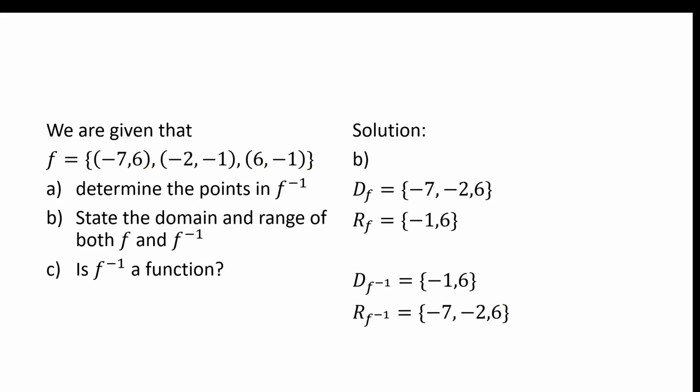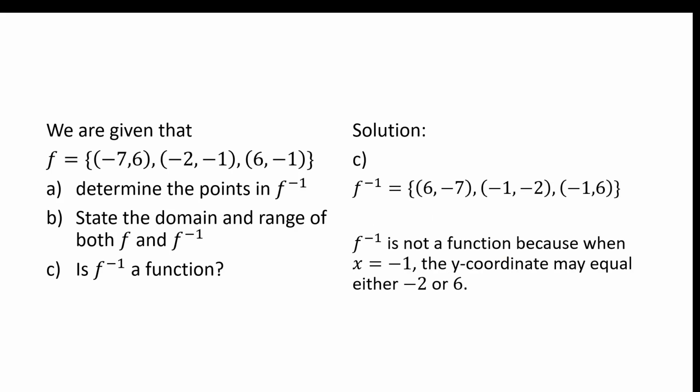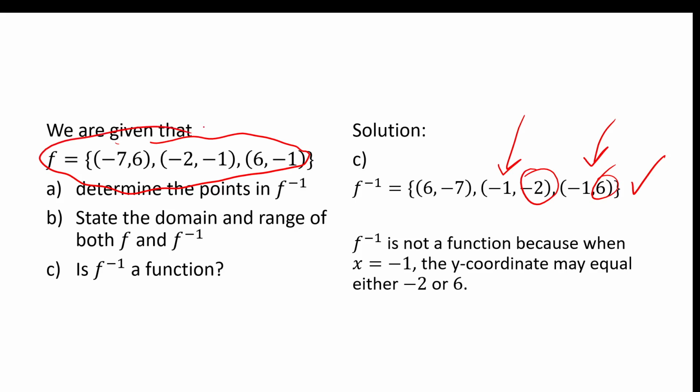Similarly, we're going to state the domain and range of both. And so the domain of f is the range of f inverse, and the range of f is the domain of f inverse. It'll always work out that way. And then finally, we remind ourselves what f inverse is. And now we see, hey, look, f inverse isn't actually a function, because when x is -1, y might be either -2 or 6 in the inverse function. So even though the original one is a function, the inverse of it is not a function.